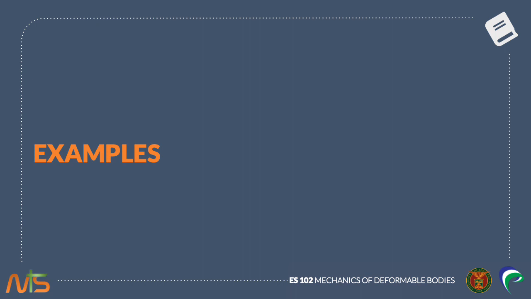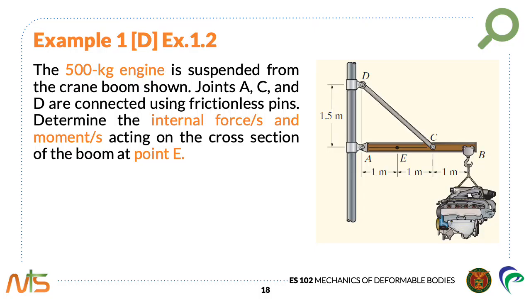Now let's discuss some examples. For example number 1, the 500 kilogram engine is suspended from the crane boom as shown. Joints A, C, and D are connected using frictionless pins. Determine the internal force or forces and moments acting on the cross-section of the boom at point E.